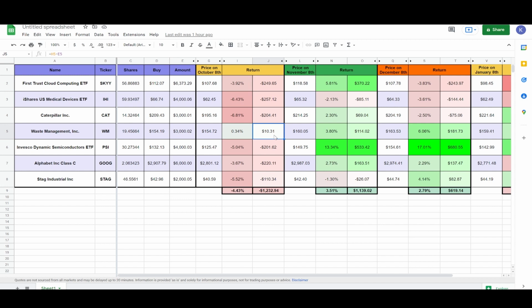It's kind of funny. On the first month, I was down $1,000. And on the second month, I was up $1,000. The biggest return came from the Semiconductor ETF. I was up by 13.34%, which is $500 from this investment alone.